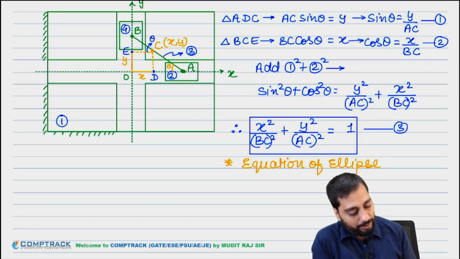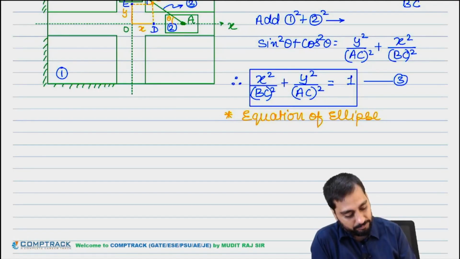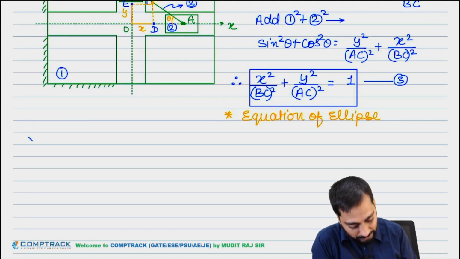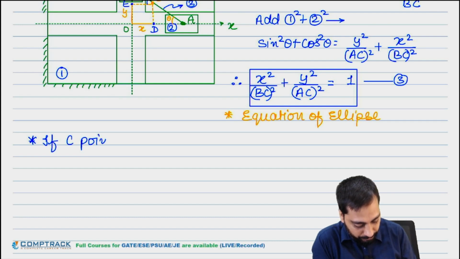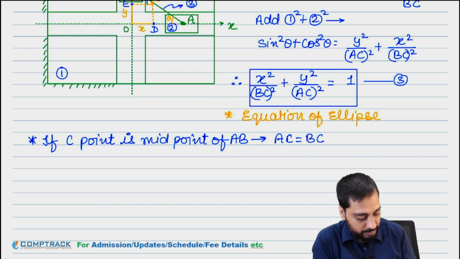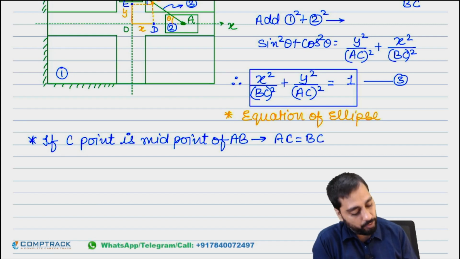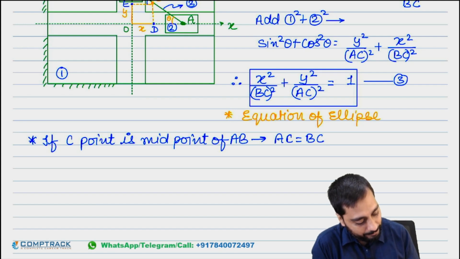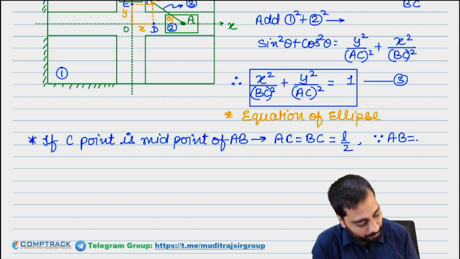Yes or no? Now in this special condition, if point C is the midpoint of AB, then AC equals BC. Both will be equal. Yes or no? And let's say this is L by 2. Let's say AB is L, then it will be L by 2.